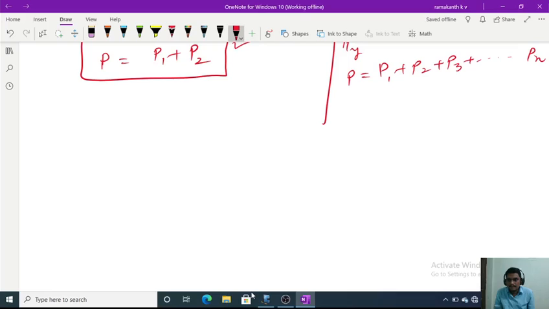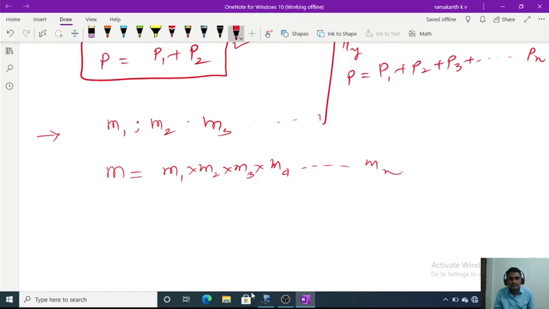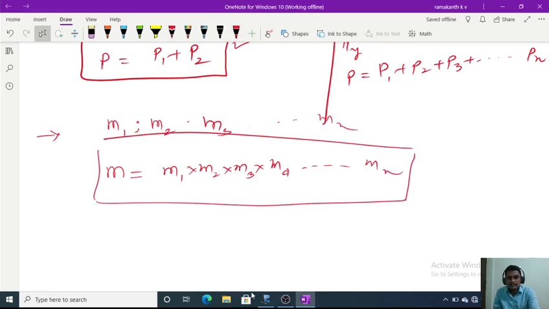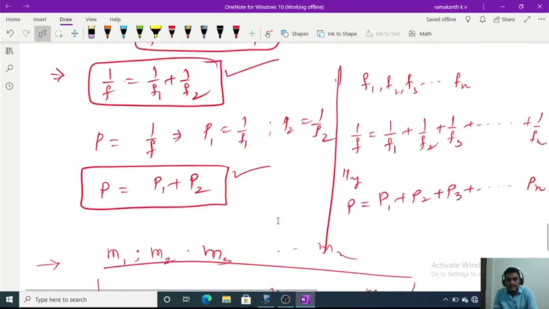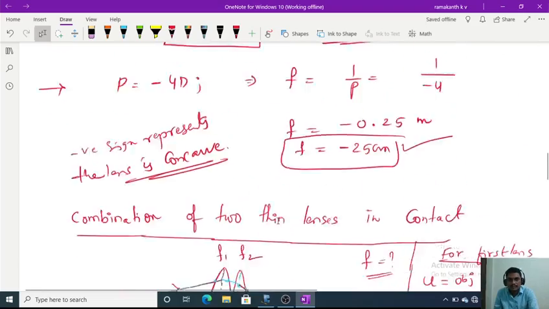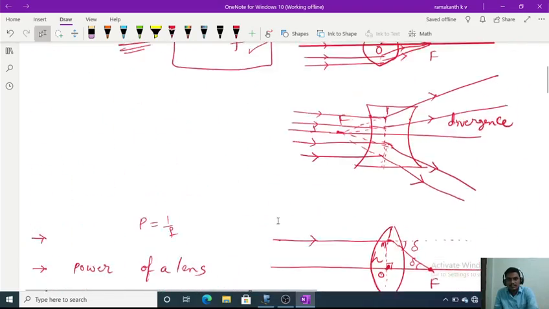Next, for example, M1 is the magnification of the first lens, M2 is the magnification of the second lens, M3 is the magnification of the third lens. So the combined magnification can be written as M1 into M2 into M3 into M4 and so on up to Mn. So this is about the refracting power for the combination of two thin lenses in contact.